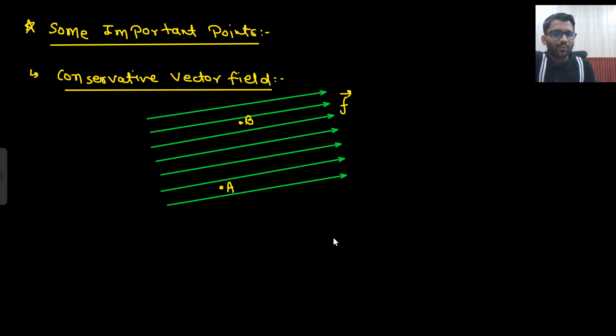Hi everyone, so this is going to be our final lecture of this particular chapter. So we are going to see some important points. The first point is conservative vector field. What do you mean by conservative vector field?